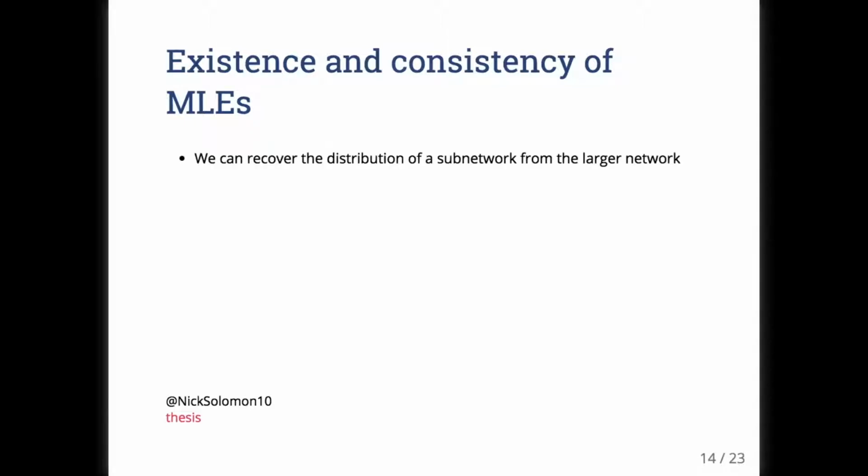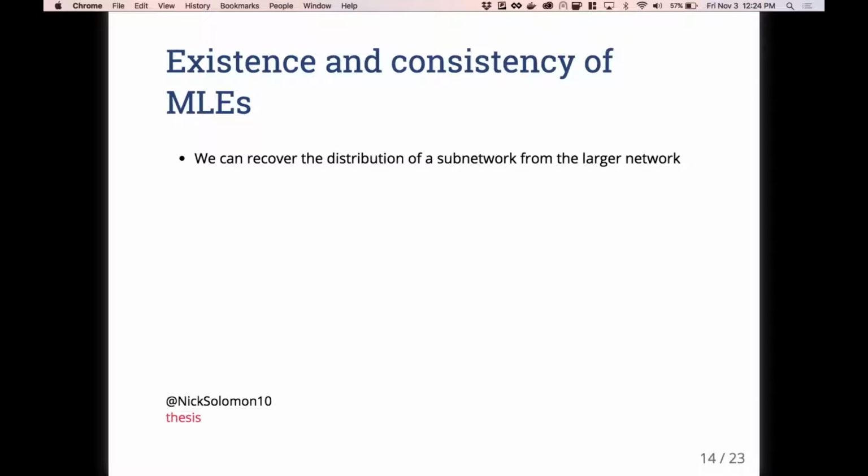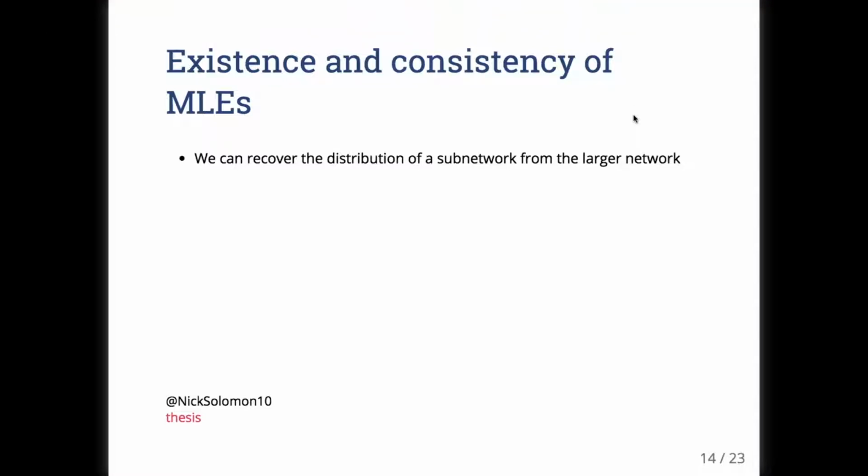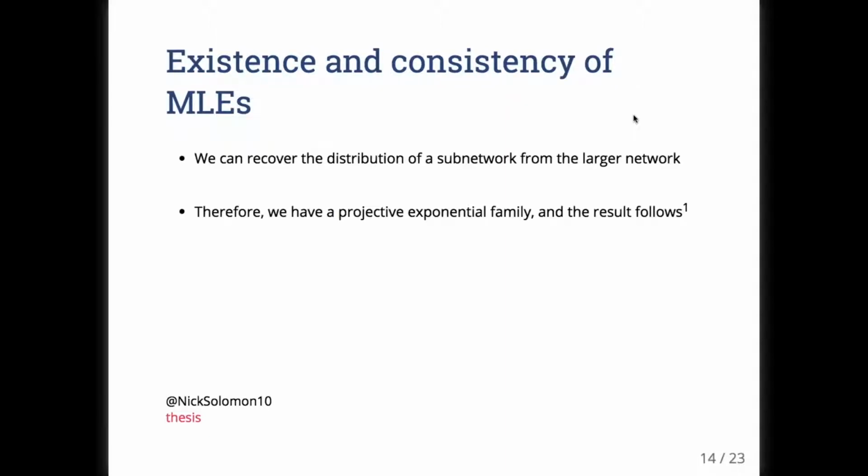So to prove the existence and consistency of maximum likelihood estimators, basically all there is to it is to show that we can recover the distribution of a subnetwork from the larger network. If I have a network with 200 vertices and I extract a subnetwork with 20 vertices, I'm able to recover the distribution of the subnetwork from the 200 vertex network by marginalizing with respect to all the vertices that were not extracted. And this means that these form what's called a projective exponential family. It's not important to know exactly what that is, but it follows from a result that was proven by Shalizi and Rinaldo in 2013, and there should be a citation there. I apologize for that.